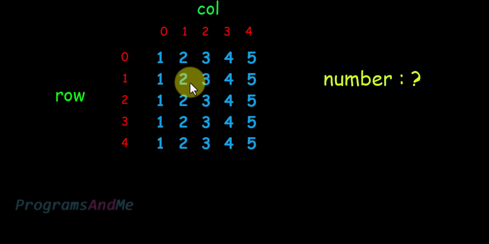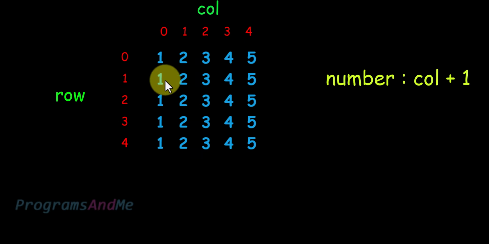If I number the rows and columns like this, 0th column, first column, second column, third column, fourth column, in every column here we can see I want to print column plus 1 as the number, right? Just for example, when column is 0, I want to print 1. When column is 1, I want to print 2. So the number is column plus 1. Okay, so this is about our pattern.